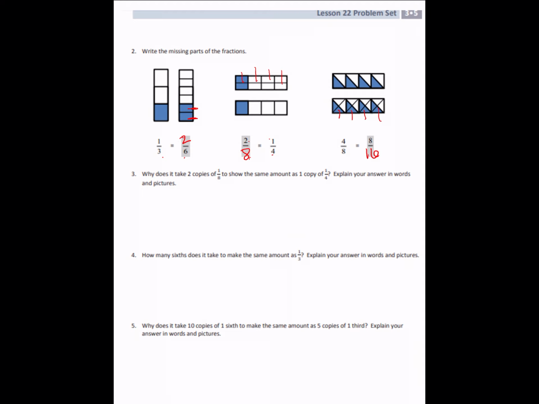I would say 2 eighths is double 1 fourth, right? 1 doubled is 2, 4 doubled is 8, right? Could do 1 plus 1 equals 2, 4 plus 4 equals 8, and that kind of explains it. Number 4, how many sixths does it take to make the same amount as 1 third? Explain your answer using words and pictures.